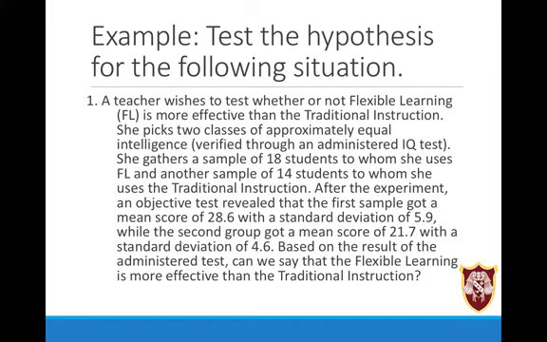After the experiment, an objective test revealed that the first sample got a mean score of 28.6 with a standard deviation of 5.9, while the second group got a mean score of 21.7 with a standard deviation of 4.6. Based on the result of the administered test, can we say that the flexible learning is more effective than the traditional instruction? We verify that by conducting a hypothesis testing.